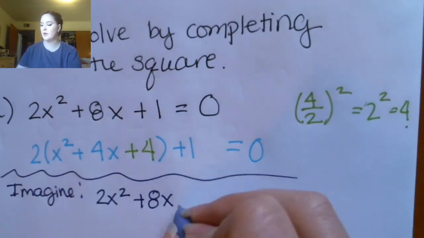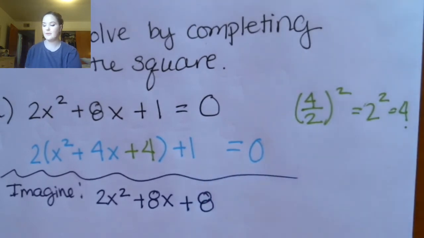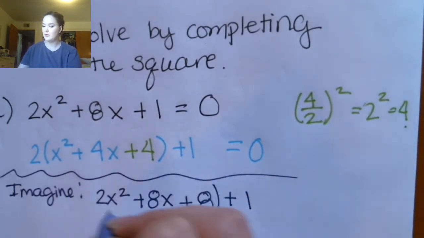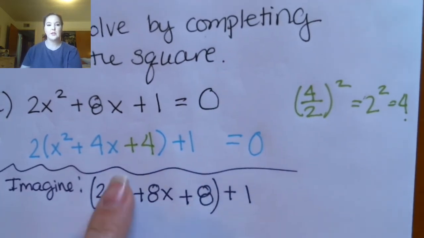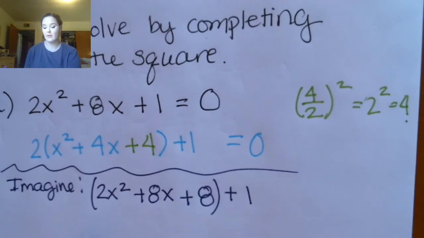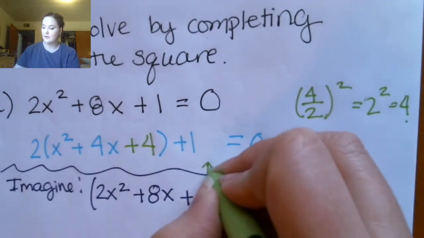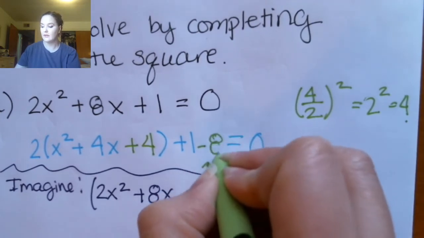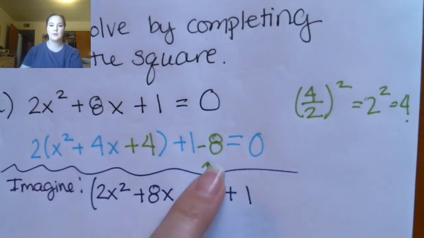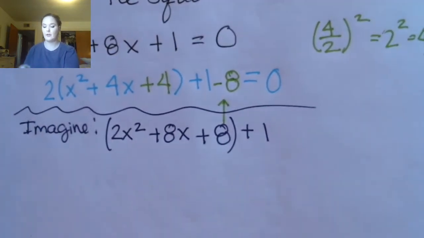2 times 4 is 8, and then we have that plus 1. So because of this 2, we've really added 8. So what we want to do is subtract 8. So we added 8 and we're subtracting 8.